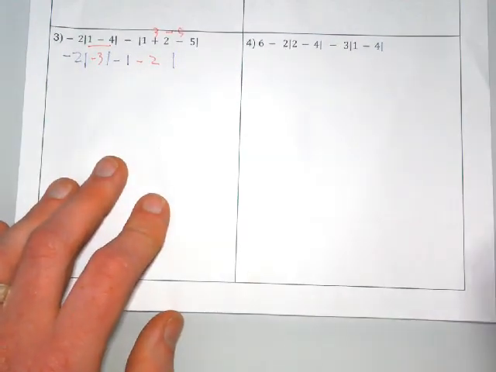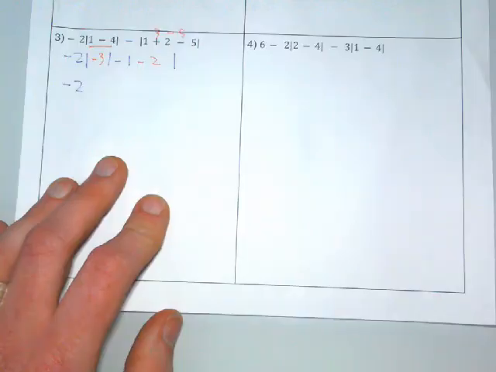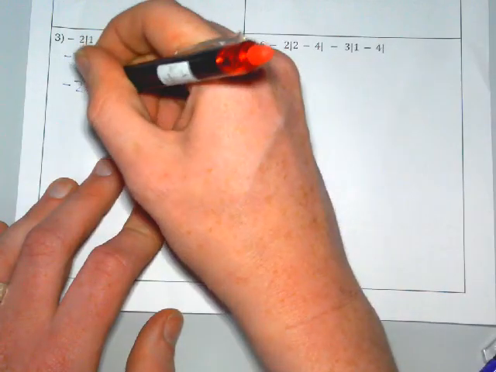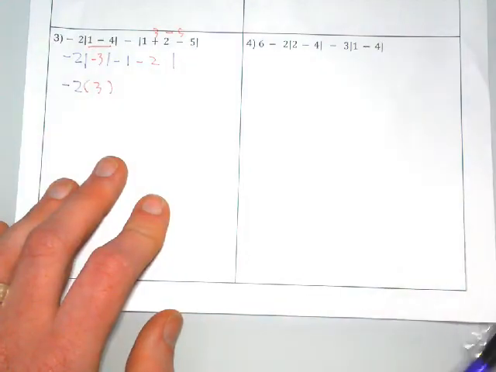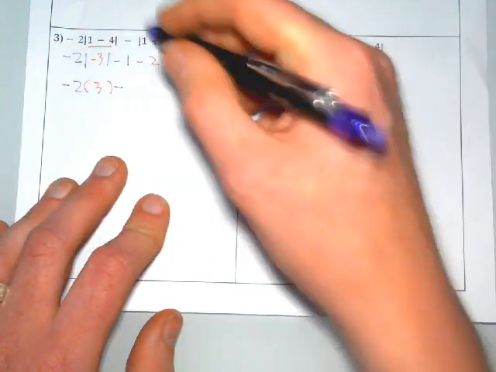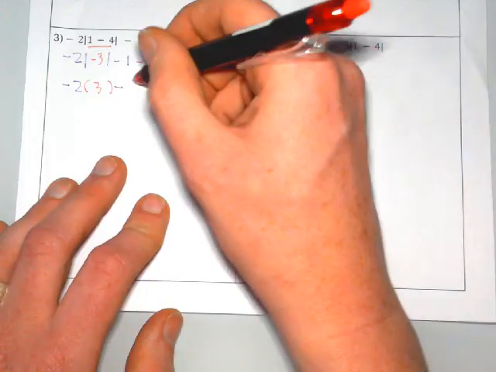So now that I have simplified the inside of my parentheses, I can actually apply the absolute value again. So now I have negative 2 times a positive 3 after I take the absolute value of negative 3, and then minus the absolute value of a negative 2 is a positive 2.